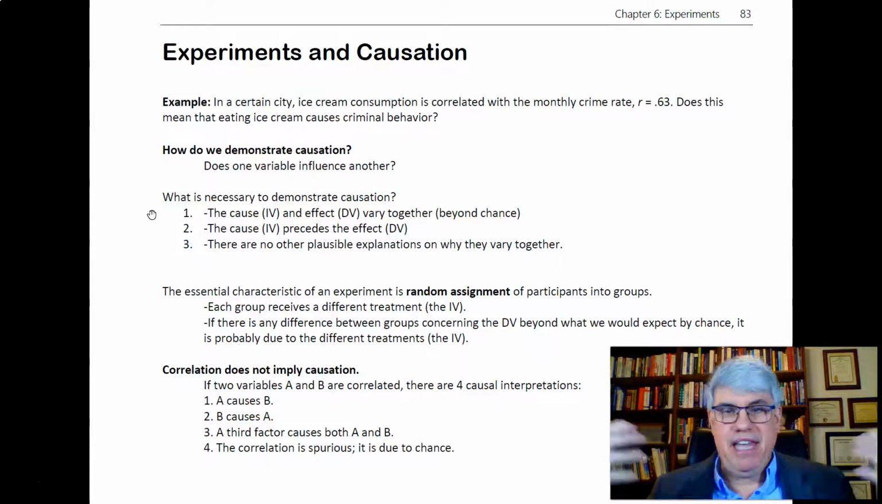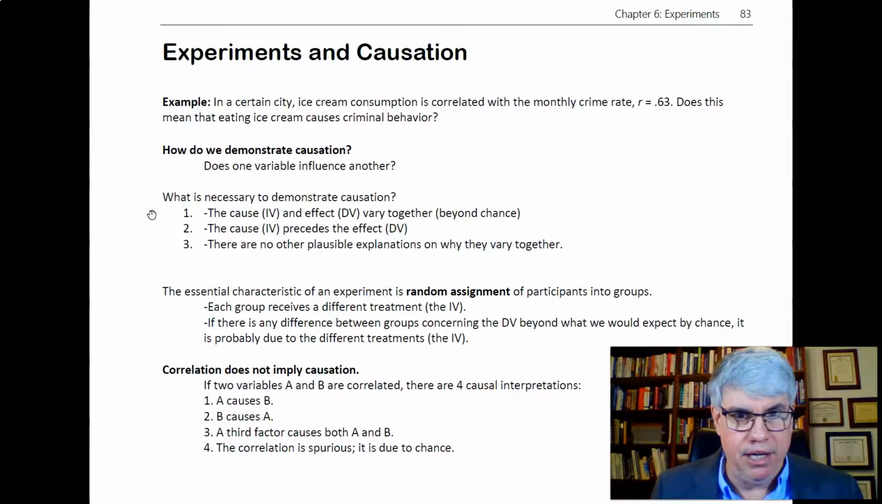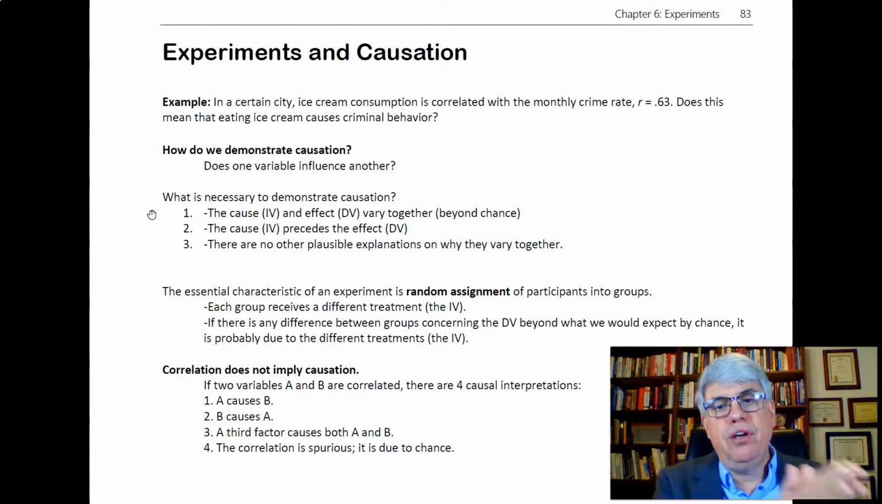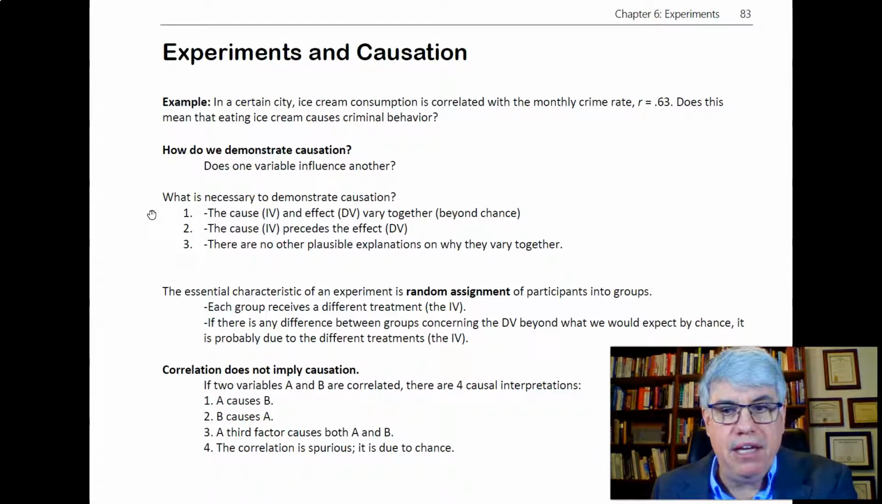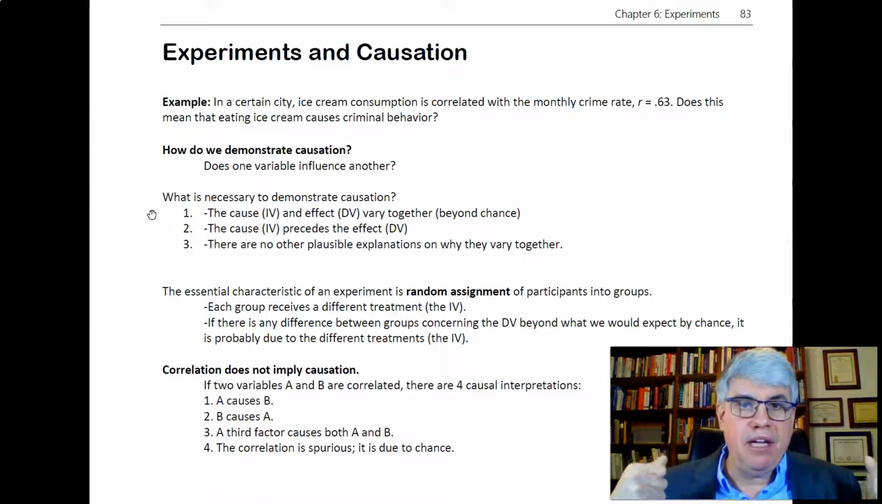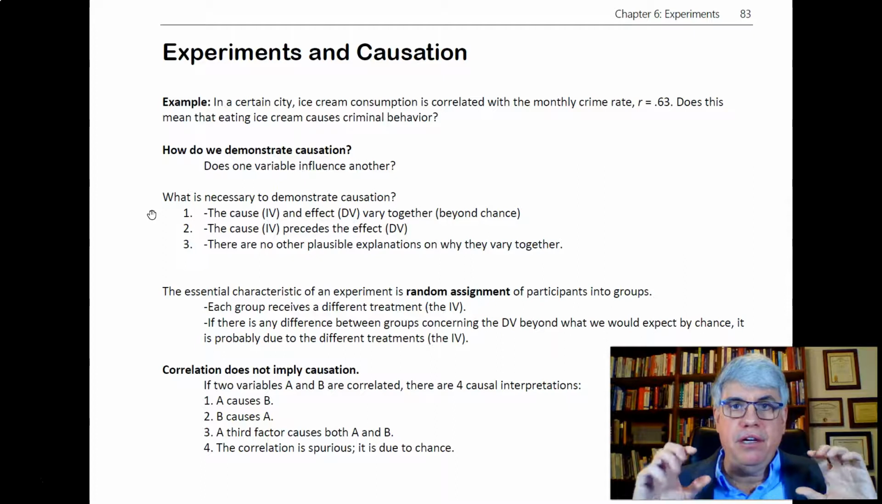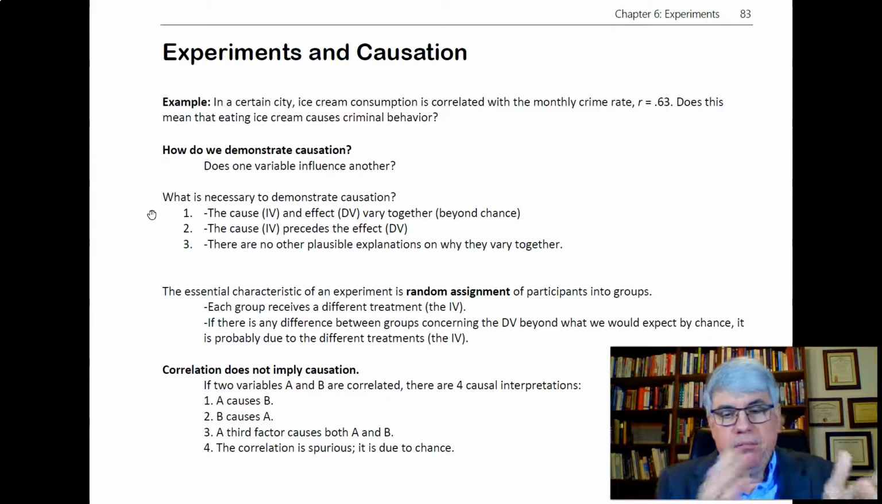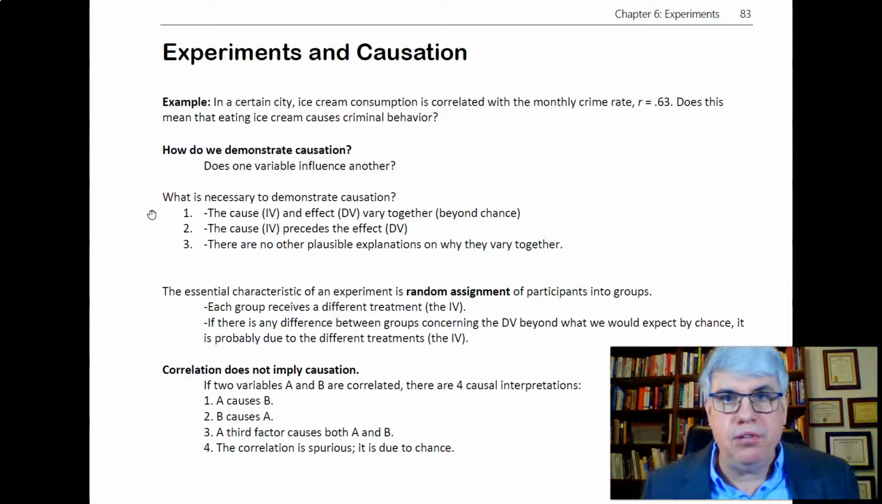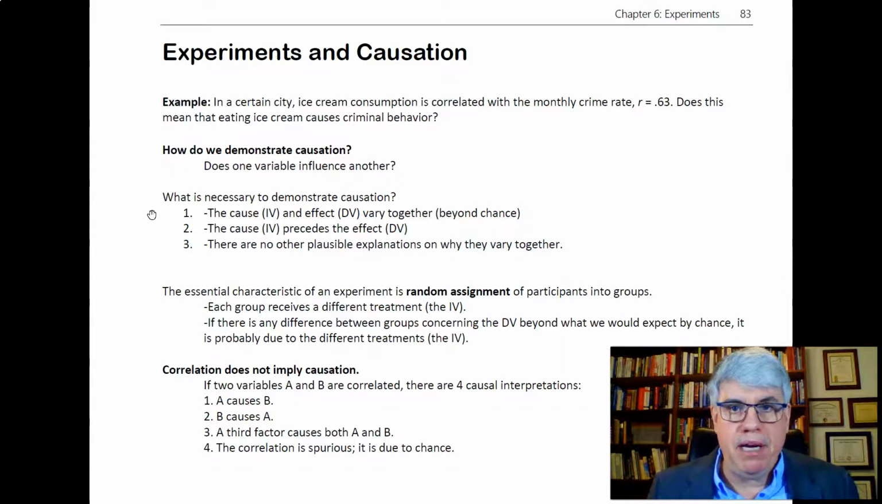And that we can't think of something else that would explain why A and B vary, why there's some other third factor that would cause both A and B to vary, like we did with the ice cream and the crime rate. And the main way that we demonstrate that there's no other plausible explanation for the event is we conduct an experiment where we randomly assign participants to two groups. And that means we take a bunch of participants and we randomly assign them so that there's no difference between the groups beyond what we would expect by chance.